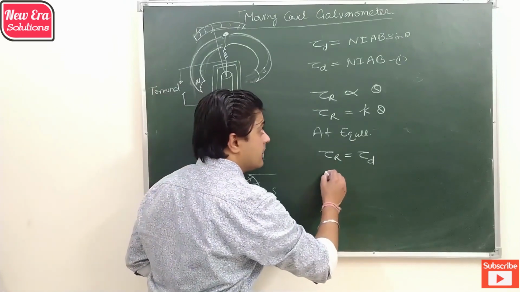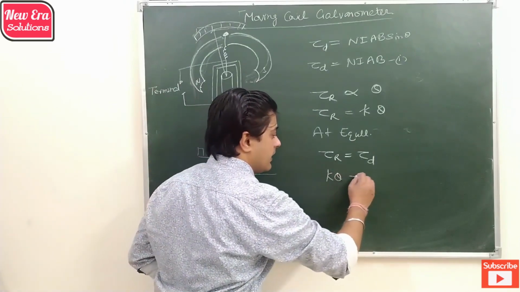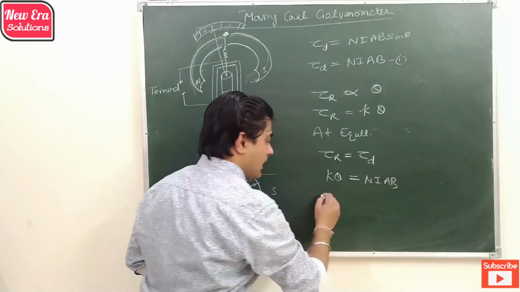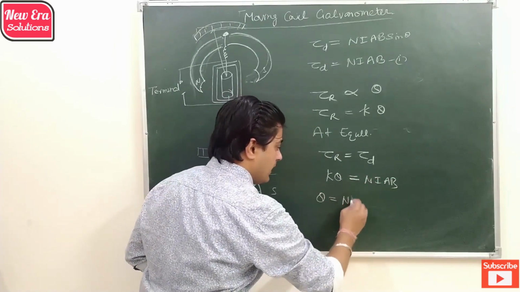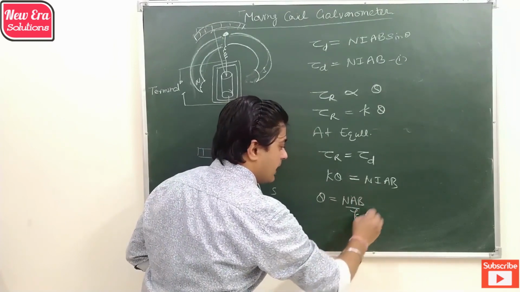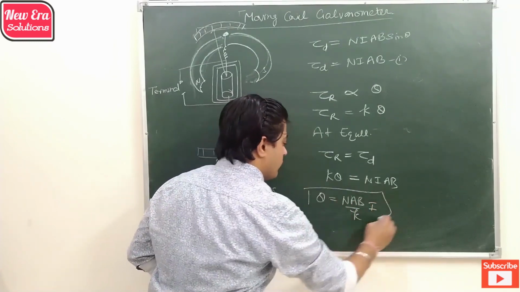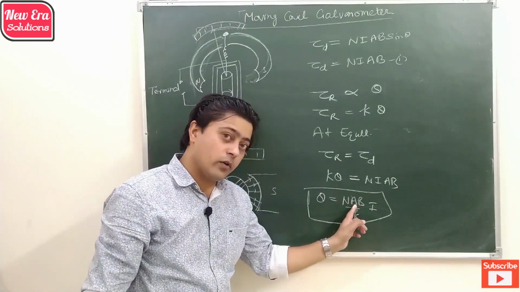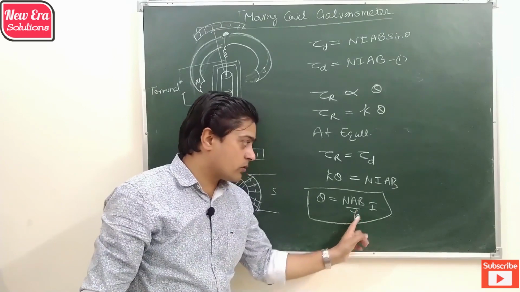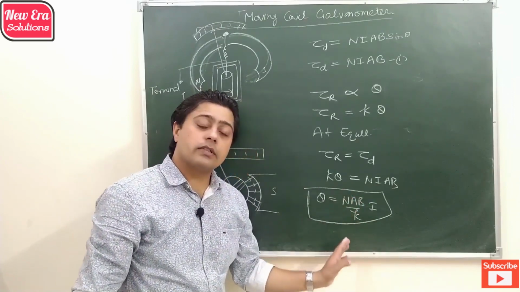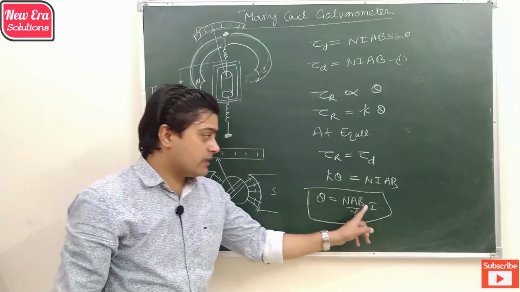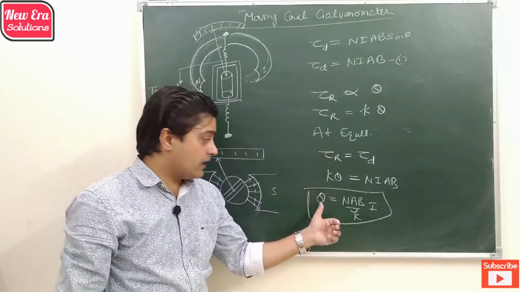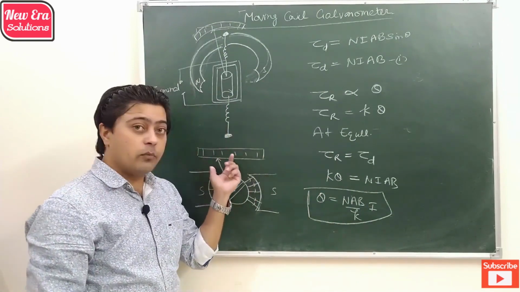Now at equilibrium, when we are finding the current, the restoring torque is equal to the deflecting torque for a steady reading. Then K theta is equal to NIAB, and theta is equal to NAB by K into I. From that expression, we observe that the number of turns, area of coil, magnetic field and torsion constant are constant quantities, and the deflection is directly proportional to the current. So the higher the current, the higher the deflection in the galvanometer.